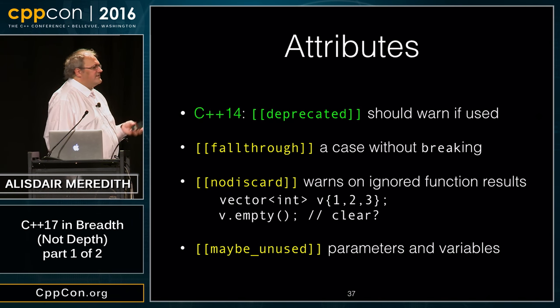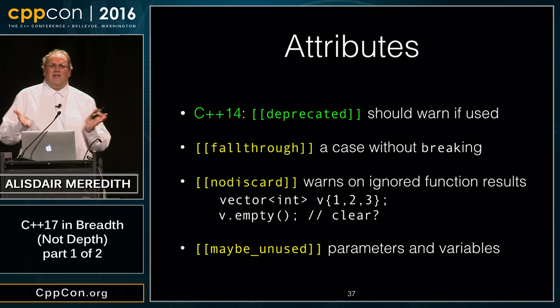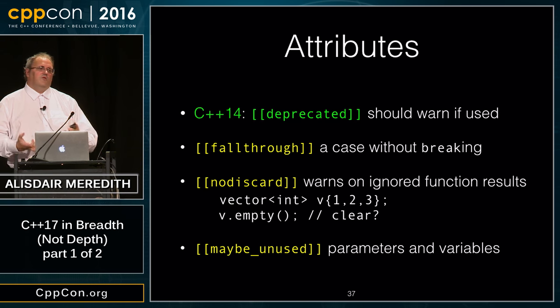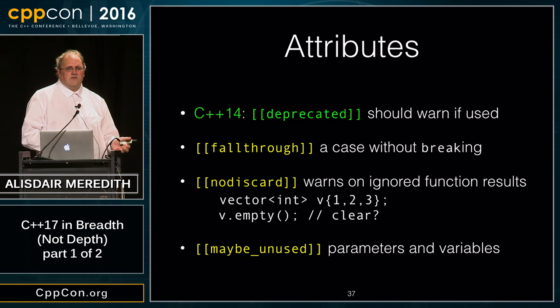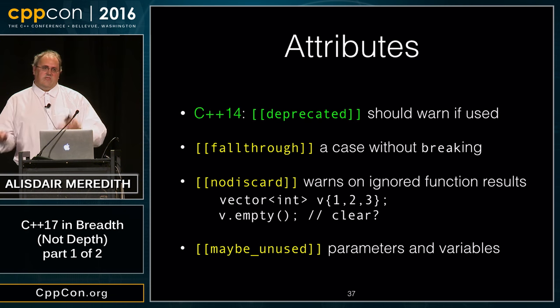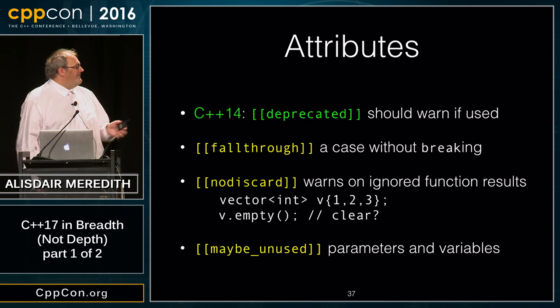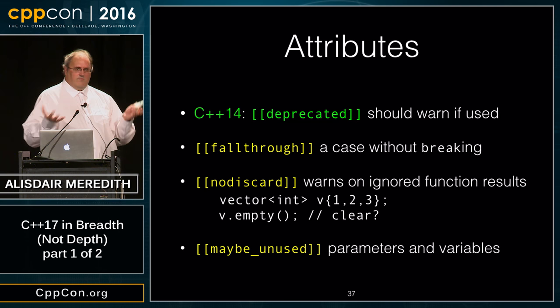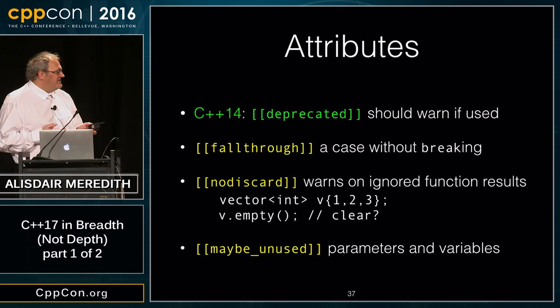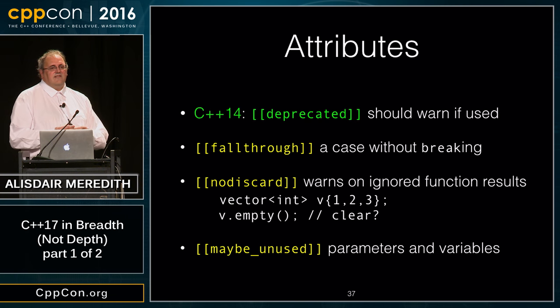Nodiscard is to say, this function is going to return a result, and you really should not just drop it on the floor and ignore it. So it's an opportunity for the compiler to give you a warning when you don't actually consume the result of calling that function. Good example that we've not done in the library, but we may, who knows if we'll have ballot comments suggesting this, the empty function of any container.